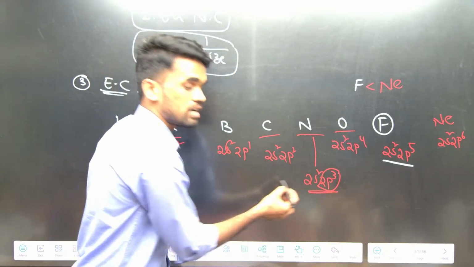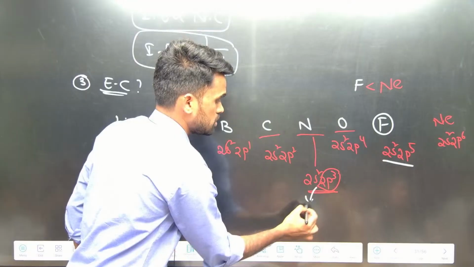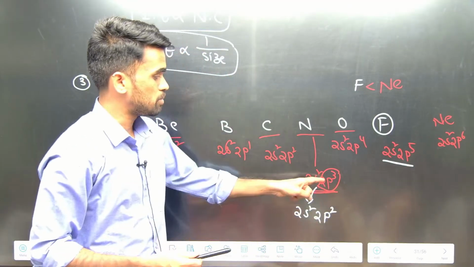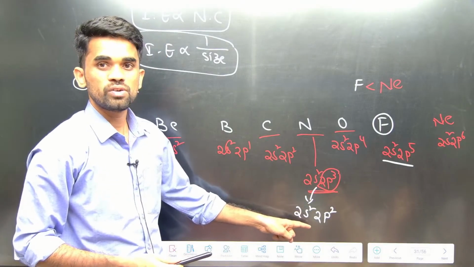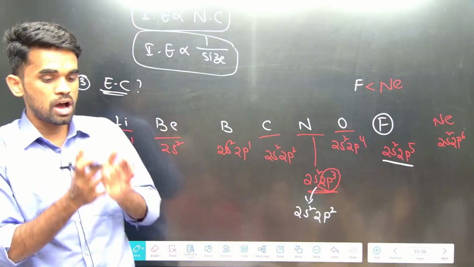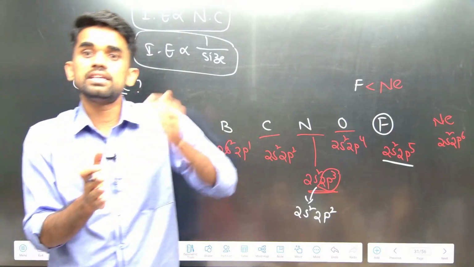If I remove one electron, what does it become? It becomes 2s2 2p2. See, a stable configuration becoming unstable. So will it give that electron? No. So due to this reason, nitrogen has more ionization energy than oxygen.